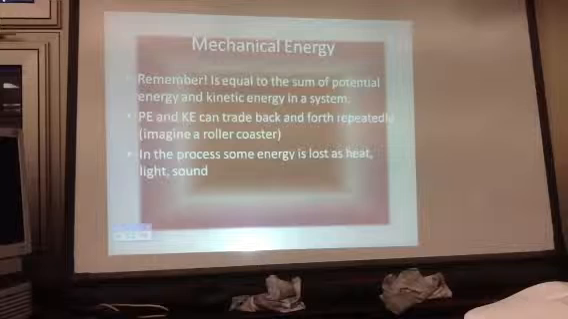So, we take this system, and at the point where it's got maximum potential energy, which is where? Maximum potential energy exists where? At the top of the cycle and at the bottom of the cycle. Where does the maximum kinetic energy exist? In the equilibrium position, because that's where your velocity is at a maximum. Okay. Is there more?